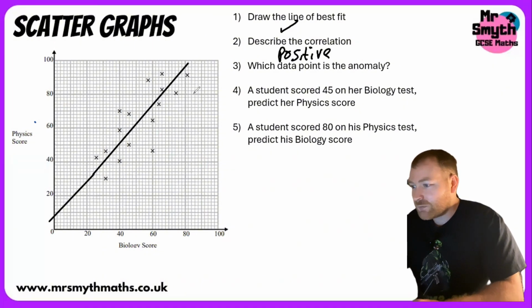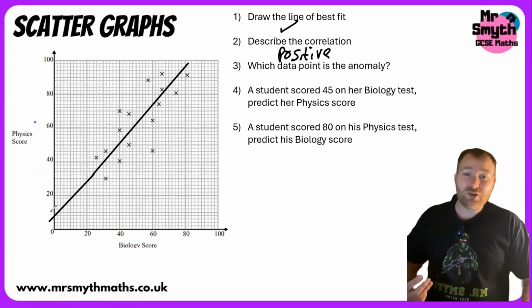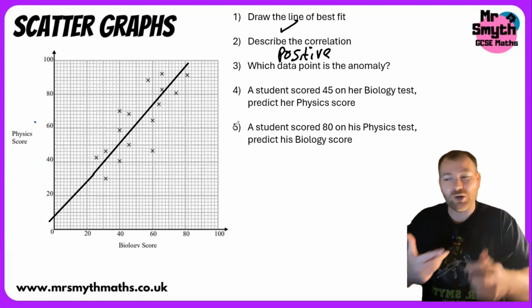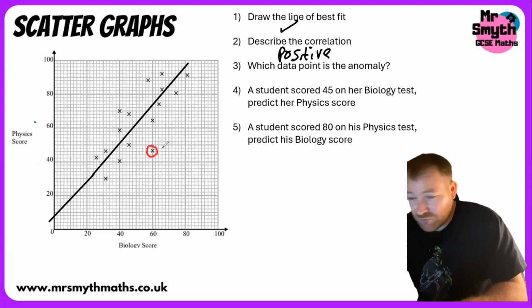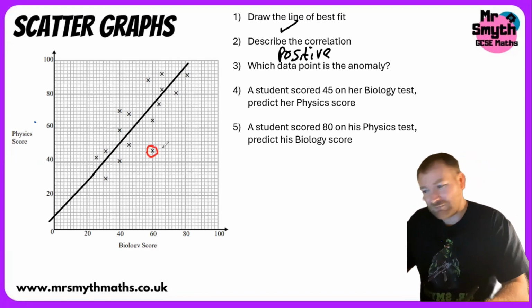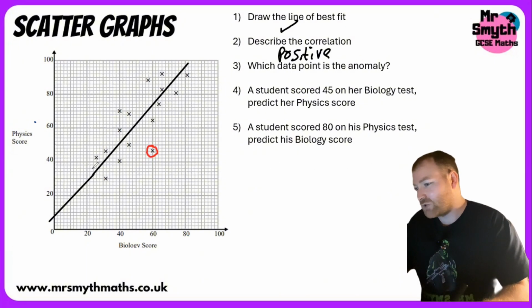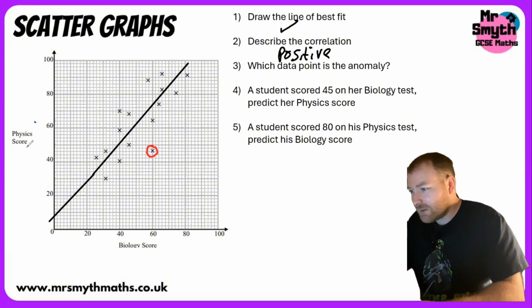So this one says which data point is an anomaly. Now, there isn't technically one which is an anomaly, but I just wanted to talk about what that word means. So I think this one might be classed as an anomaly, but it might not be as well. So that was kind of subjective. But an anomaly, maybe I can make this better. Maybe I can put a point here, for example.